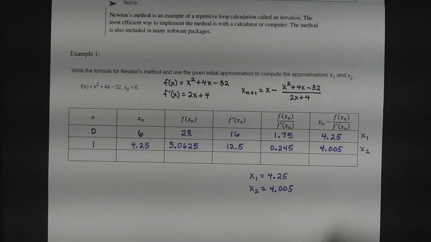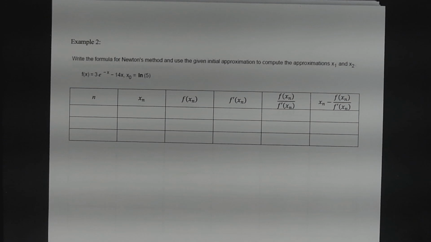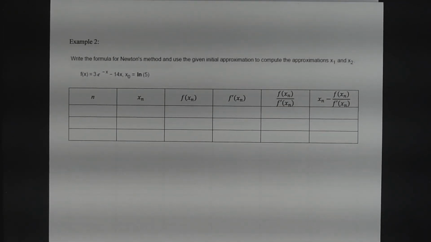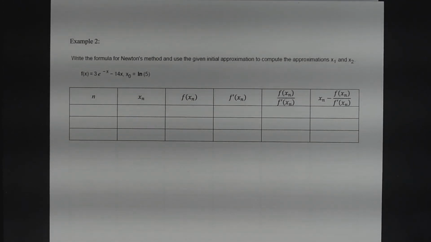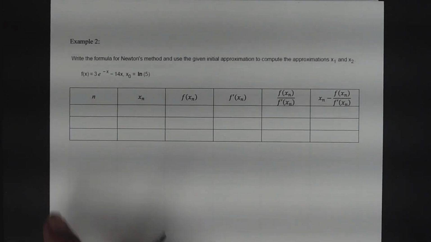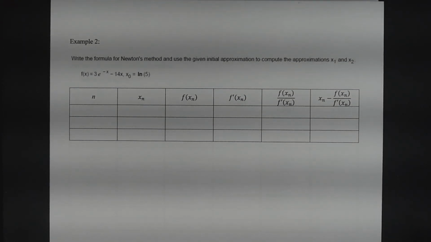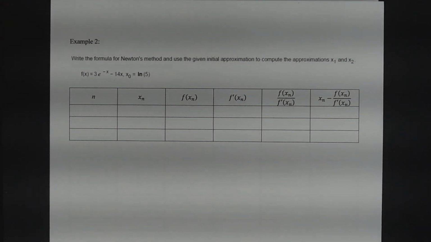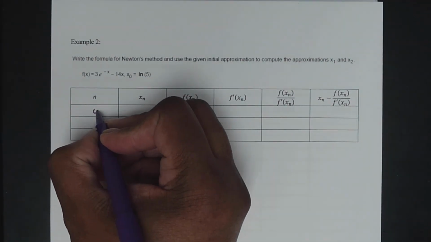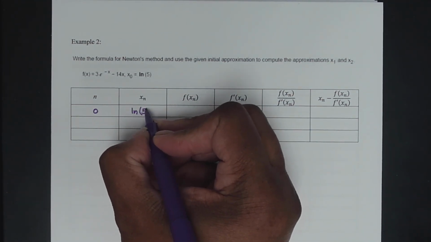Okay, here's a second example, number 2. In this case, I'm going to use the graphing calculator and show you how to come up with your iterations here. All right, so here I want to write the formula for Newton's method and use the given initial approximation to compute the approximations x1 and x2. And in this case, I get f of x is equal to 3e to the negative x minus 14x, and x of 0 is equal to the natural log of 5. Okay? So x of 0, that's your n, is 0. X of 0, that's what this is, ln of 5.